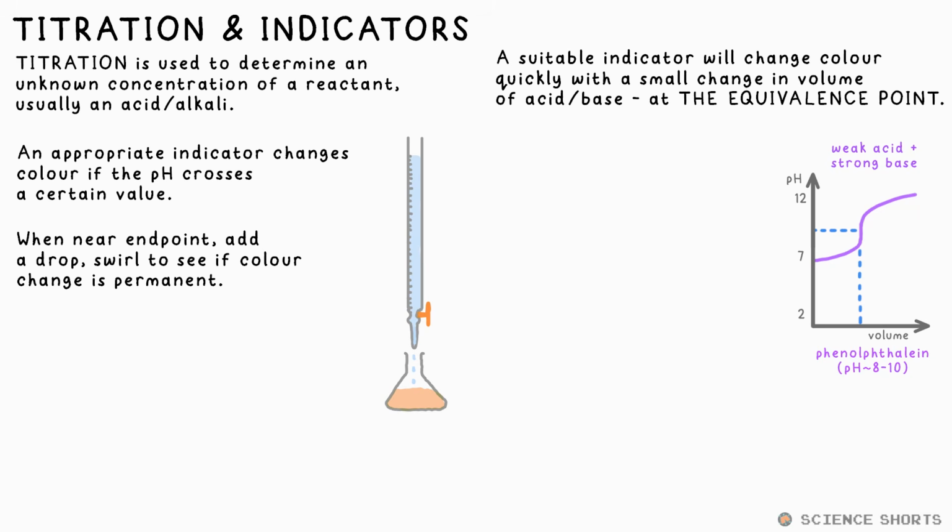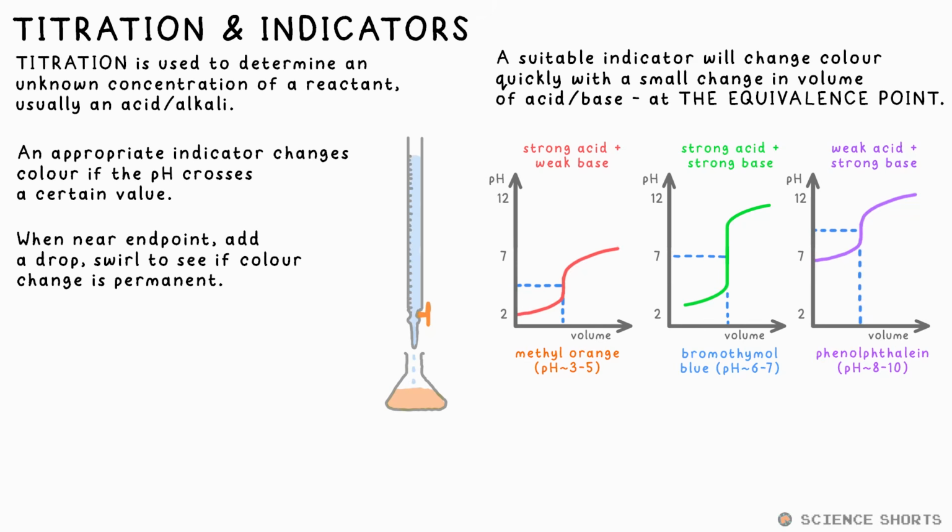So phenolphthalein would be far better here, which changes between pH 8 and 10, and that's in the vertical portion of our curve. The midpoint of this line is called the equivalence point, which is at a pH of 7 if reacting a strong acid and strong base.